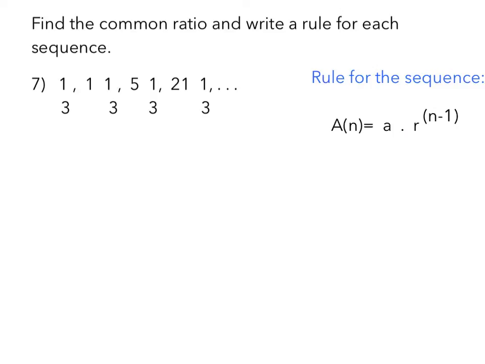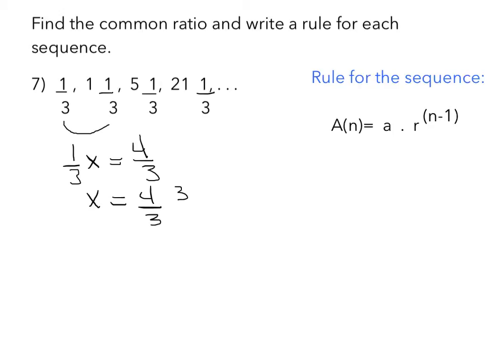On problem number 7, we have this sequence, and we're going to find the common ratio first and then write the rule for each sequence for 7, 8, and problem number 9. In this case, from 1/3 to 1 1/3 something happened. And this is how we can find the common ratio. 1 1/3 is 4/3. If I want to solve for x and see what my common ratio is, this will be 4. What I am multiplying in this sequence is 4. So our common ratio is 4.